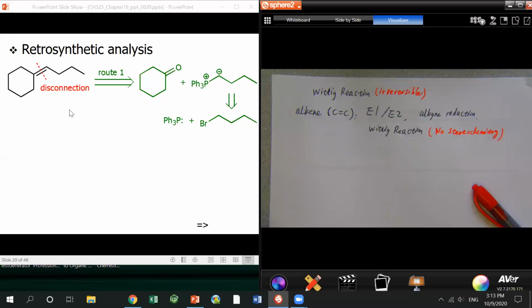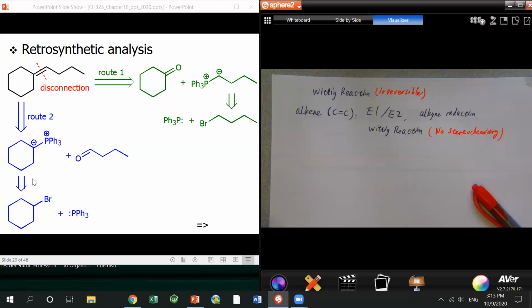And you can reverse the roles of these two components. You can make the cyclohexene part from the ylide reagent, and the long carbon chain from the aldehyde, and this cyclohexene ylide can be made from the bromocyclohexene with some base. Either way is fine. So that's pretty straightforward.